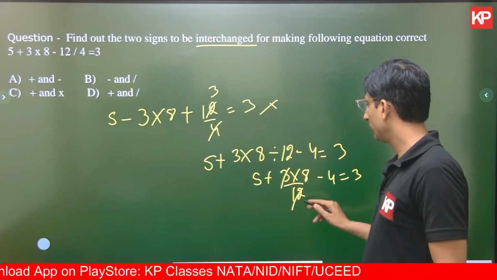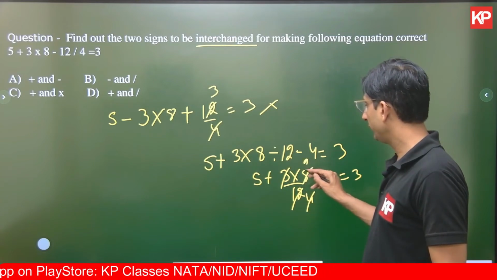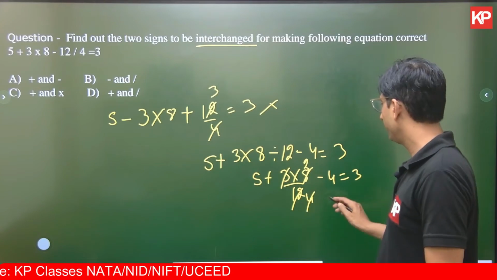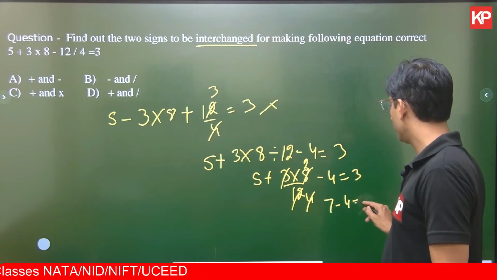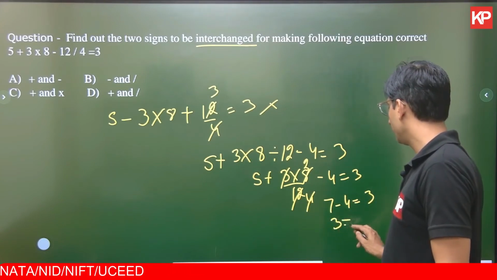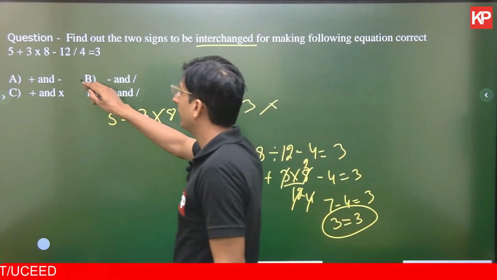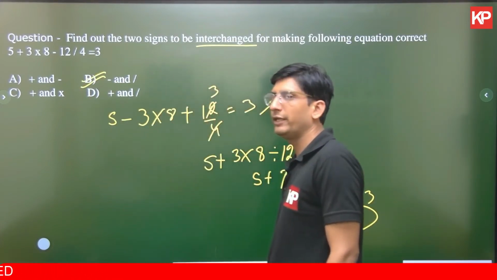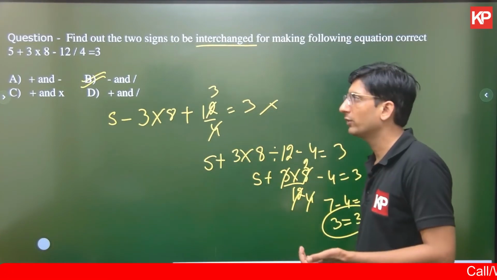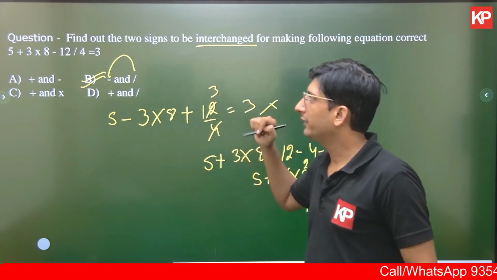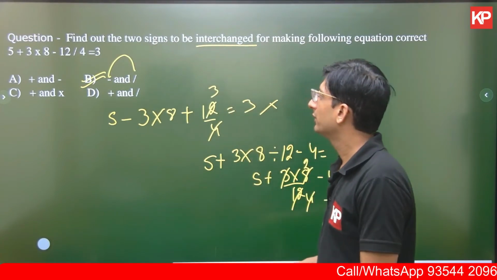So 3 4s are 12, 4 2s are 8. This will become 5 plus 2, that is 7. 7 minus 4 is equal to 3. So 3 is equal to 3. That means this is the right answer. We have to replace minus with divide and divide with minus, or interchange these two symbols with each other, and then our equation will be balanced.